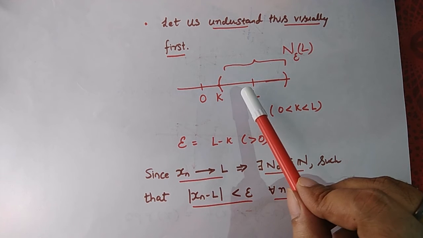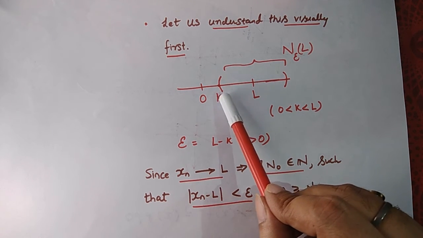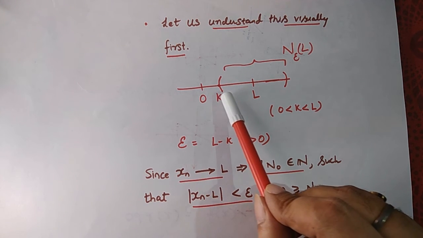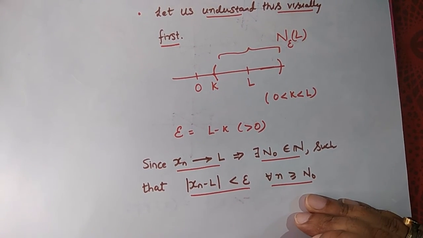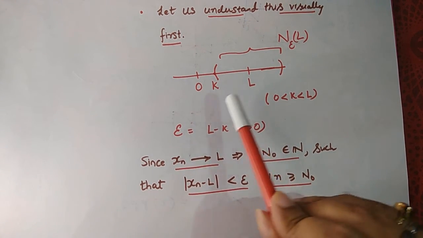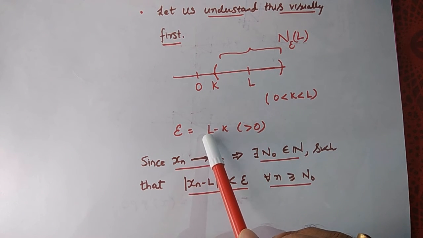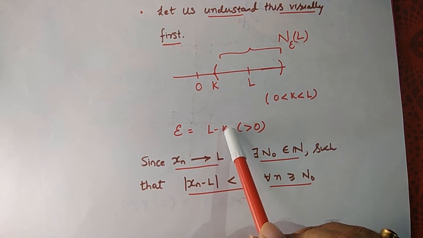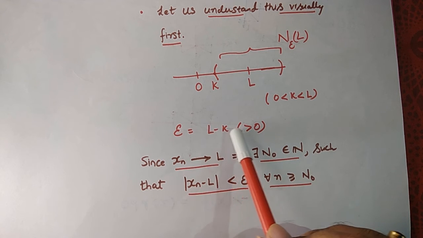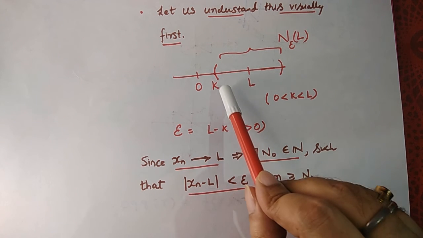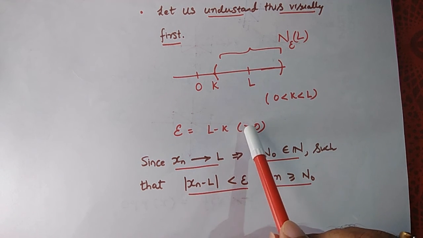That means for n large enough, all terms of the sequence will be strictly larger than this number k, and this number k can be any number between 0 and L. To see a proof of this, we can consider a neighborhood of L of radius equal to the difference L minus k. So let epsilon be equal to L minus k, and this is strictly bigger than 0 because k lies strictly between 0 and L. So L minus k is strictly bigger than 0.